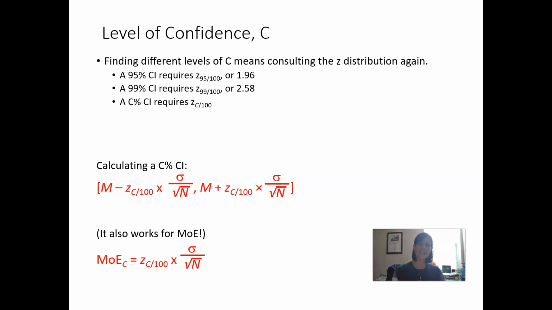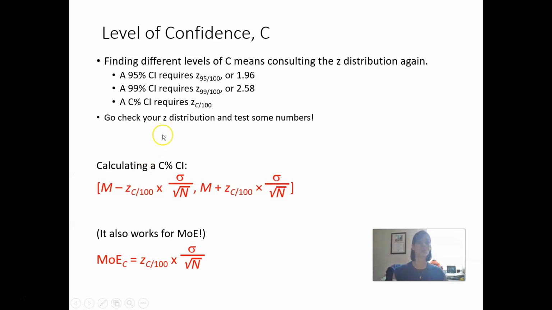So finding different levels of confidence means you're going to have to go back to that Z distribution. I can pull up some of them for you. You can check your Z distribution and test some numbers here. As I mentioned, a 95% confidence interval requires 1.96. A 99% confidence interval requires a Z-score of 2.58.